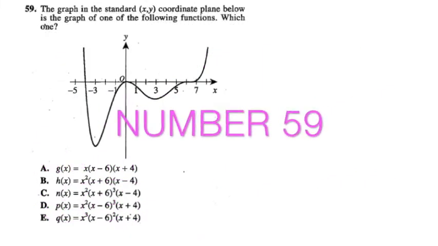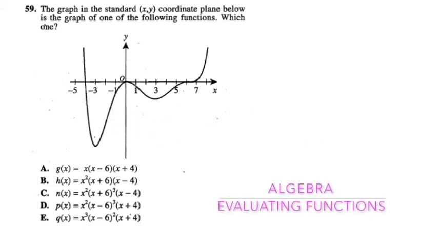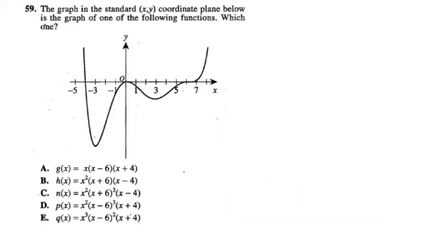Number 59 is an algebra question, and here we are evaluating a function. The graph in the standard xy coordinate plane below is the graph of one of the following functions. Which one? To solve this problem, we want to keep two things in mind. First, we want to keep in mind what a quadratic function looks like. It's a parabola. We see that the end behavior is in the same direction.